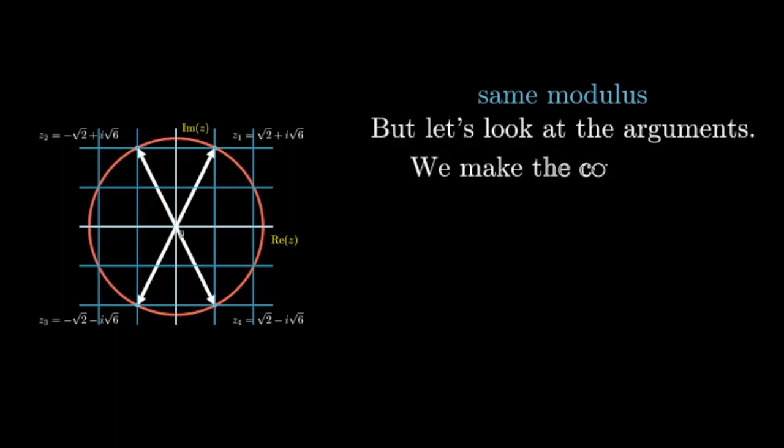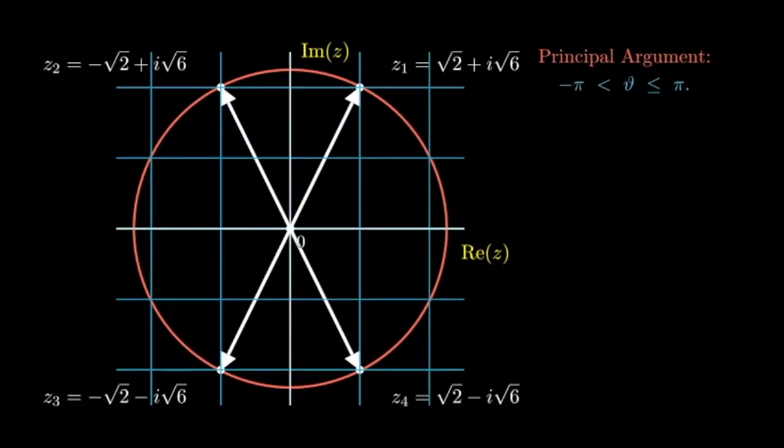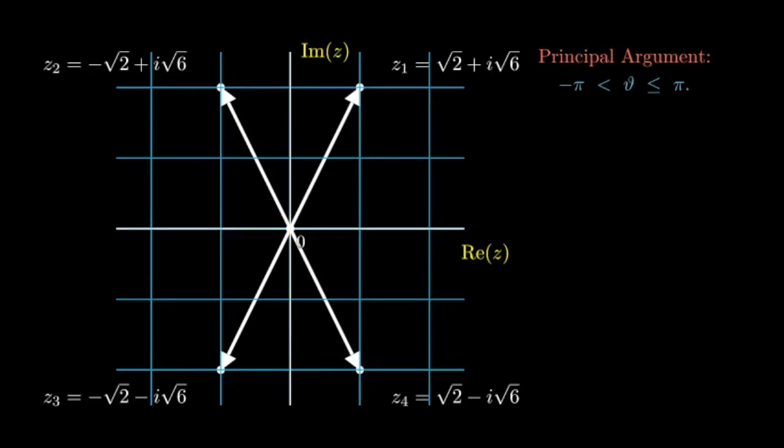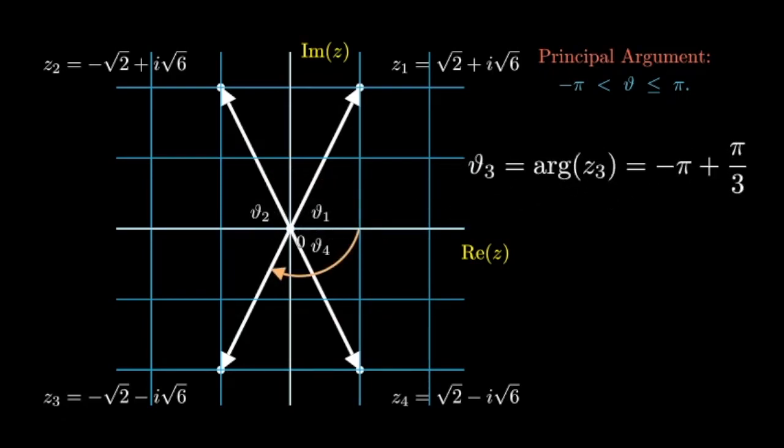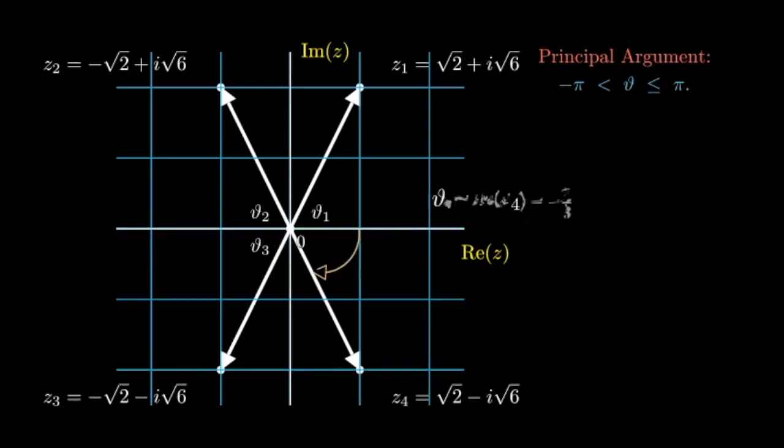The other thing we need to mention is that there is a convention. Only take arguments that are between minus pi and pi. And so we call this the principal argument. So the negative real axis is going to be the boundary. So let's insert labels for the arguments. The argument of z1 is going to be pi on 3. The argument theta 2 is going to be given by going from pi and then subtracting pi on 3. The argument of z3 is going to be given by going to minus pi and adding pi on 3. And the argument of z4 is just going to be minus pi on 3.